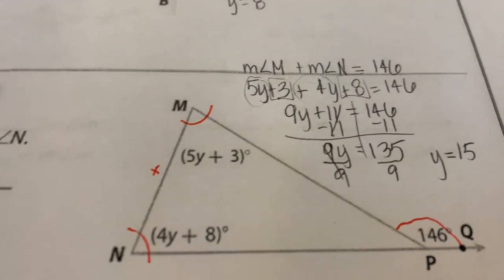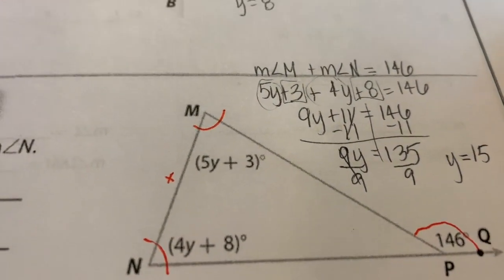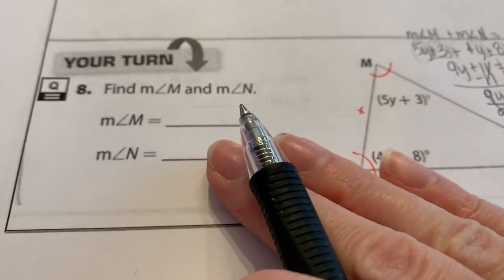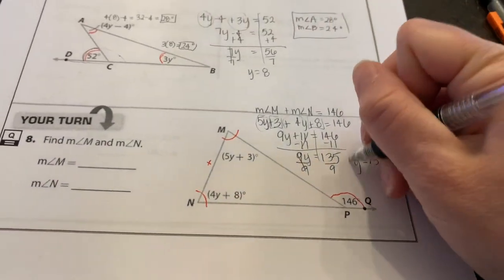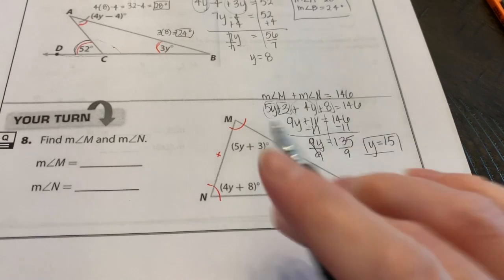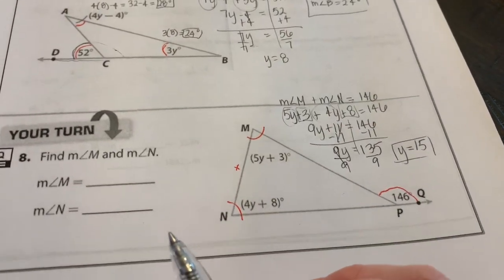And y is equal to 15. So just be careful. They're not looking for y, they're looking for the measure of angle M and N. But once you know that y is 15, now you can plug it in and find your alternate measurements here.